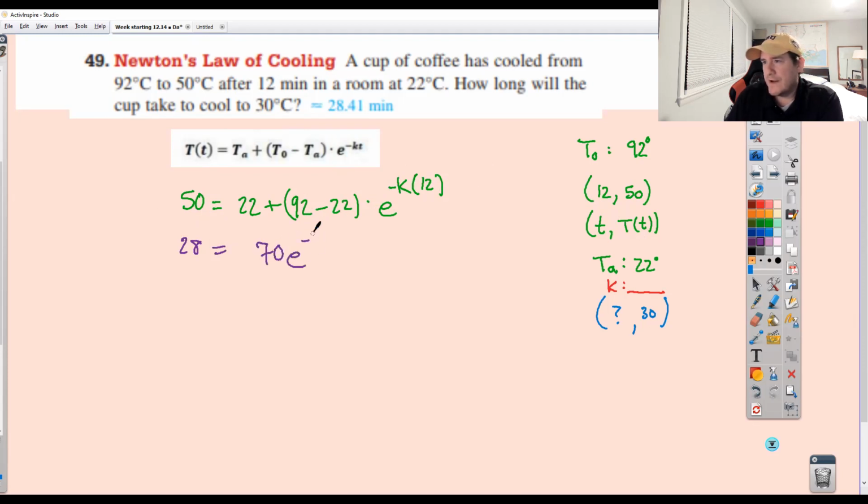E to the negative 12K. If you divide by 70, you'll get 28 over 70. Sure, that is a decimal, but you don't want to use decimals, because when you use decimals and round them off too aggressively, the result can be a massive loss in accuracy. If you are off by a couple decimal places and then you go to take a logarithm, you can end up off by 10 whole unit values. It's a big deal. So don't make this a decimal.